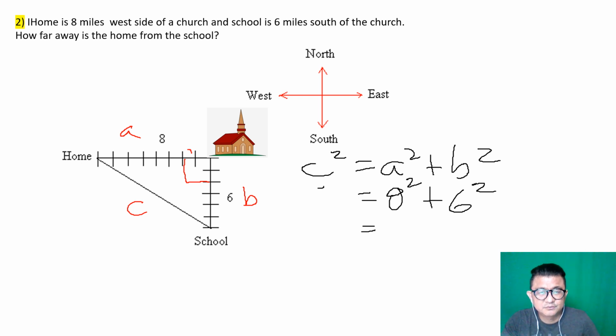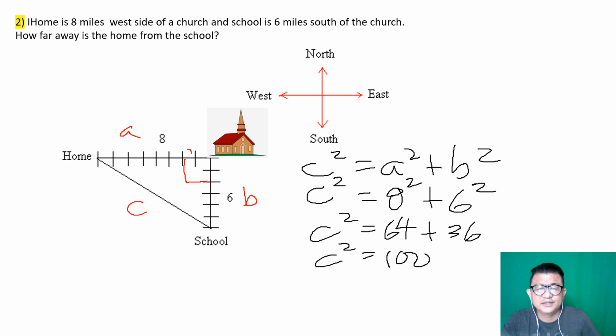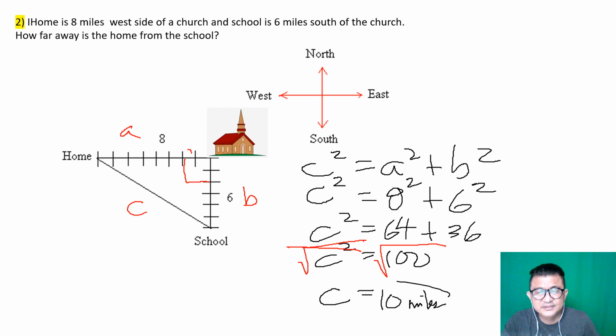So bring down C squared. 8 times 8 is 64. 6 times 6 is 36. C squared is equal to 100. Again, how do I get rid of the square? Square root to the left, square root to the right. That cancels out. Therefore, the C is now alone. We're good because it's a perfect square. So that's going to be a 10. So 10 what? 10 miles is the answer.